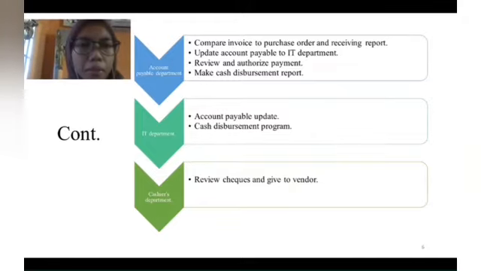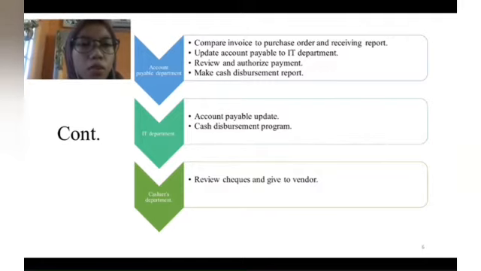Next is IT department. IT department always updates account payable, either daily or monthly. And IT department also handles the cash disbursement program. Last one is cashiers department.